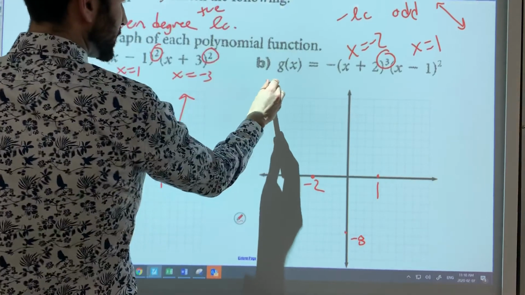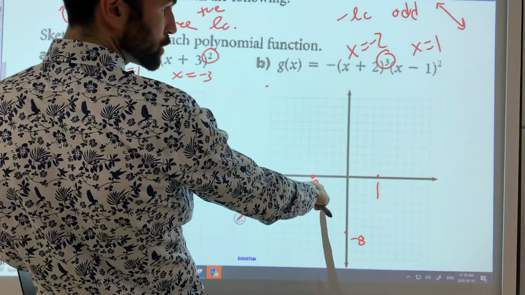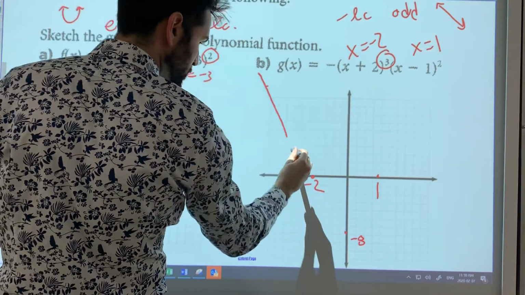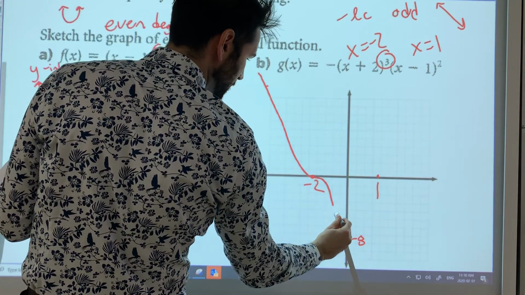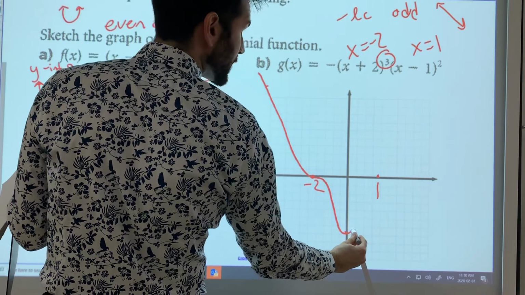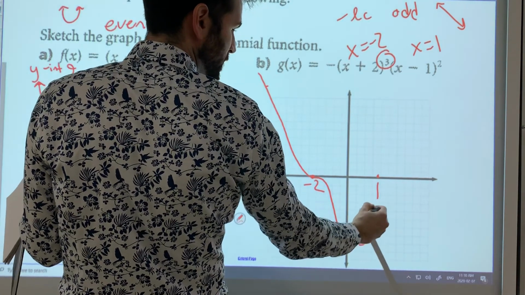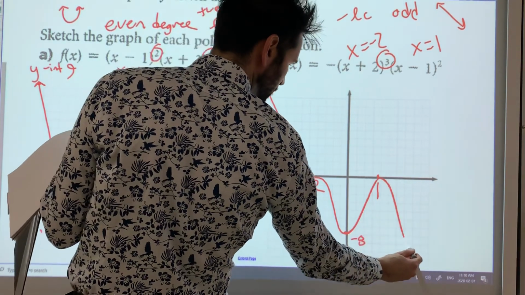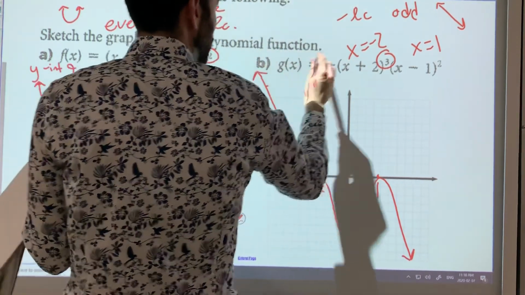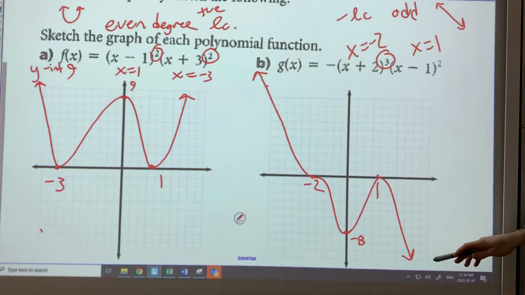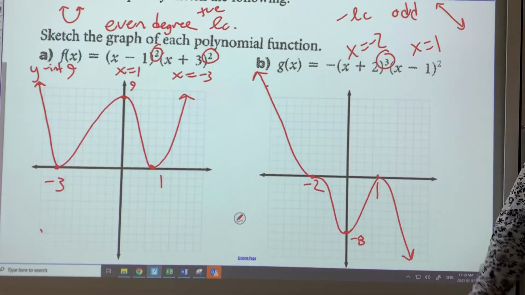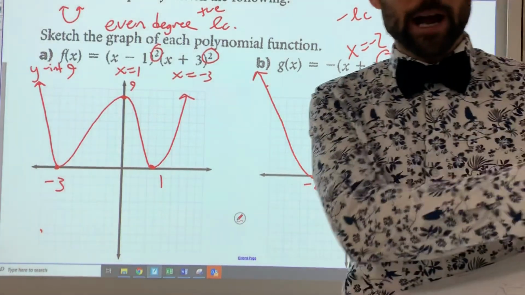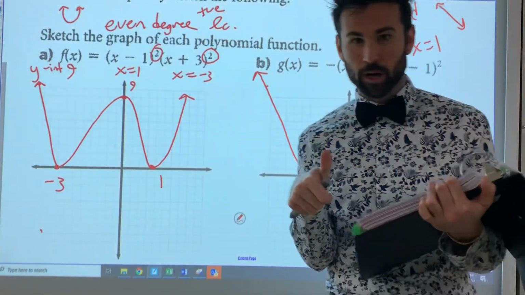So I'm going to start here, and I'm going to say, okay, at -2, I need to go through and flatten out. I need to hit my y-intercept. Now when I get to the 1, what happens? It's going to touch it and bounce back, because it's even multiplicity. So it's going to look like this. Do I have the correct end behavior here and here? Yes. So that's how you add in the multiplicity of the graphs, and it's the last thing you need to know to graph them. We'll do a bunch of practice tomorrow, okay?